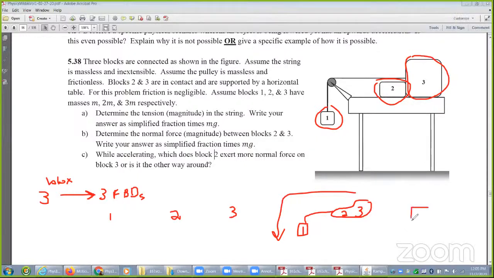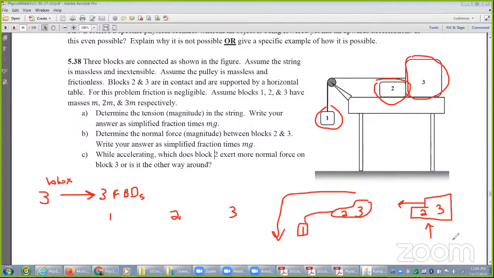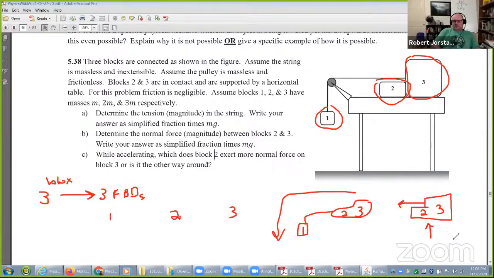System 2-3. You could do a 2-3 system, right? And so those are the ones that jump out at me as the things you might do here. So you could actually do an FBD. Now, what is the advantage of the 2-3 system? If you do a 2-3 system FBD, what does that get rid of? The internal forces. What is the internal force between 2 and 3? The normal force between 2 and 3. So that gets rid of part B.